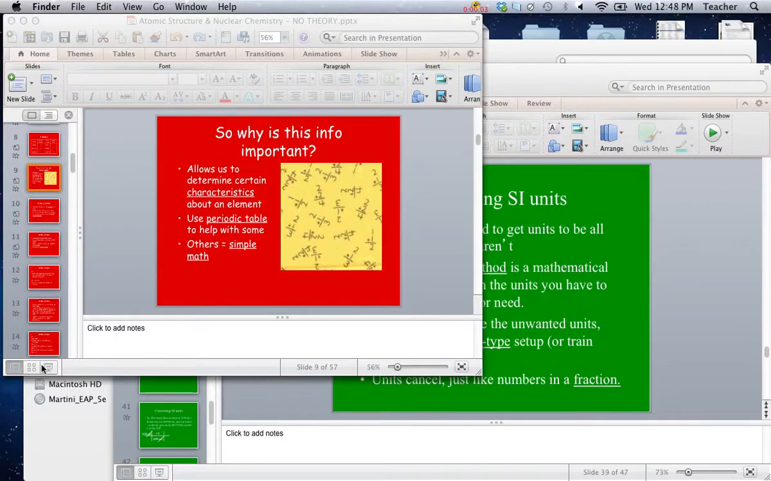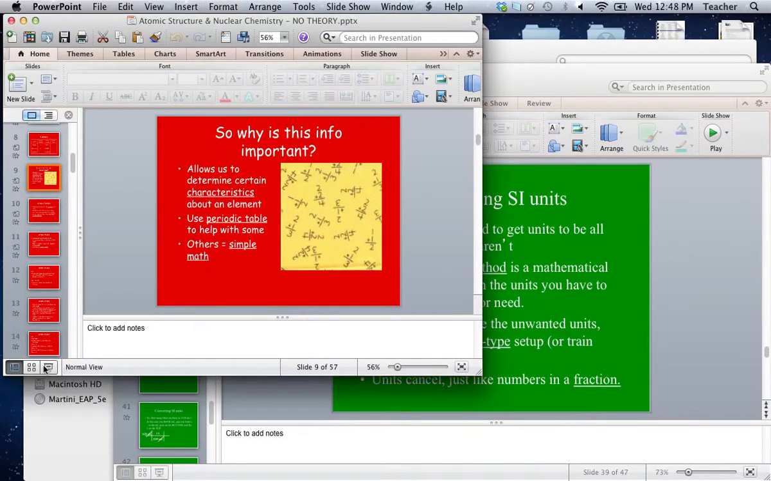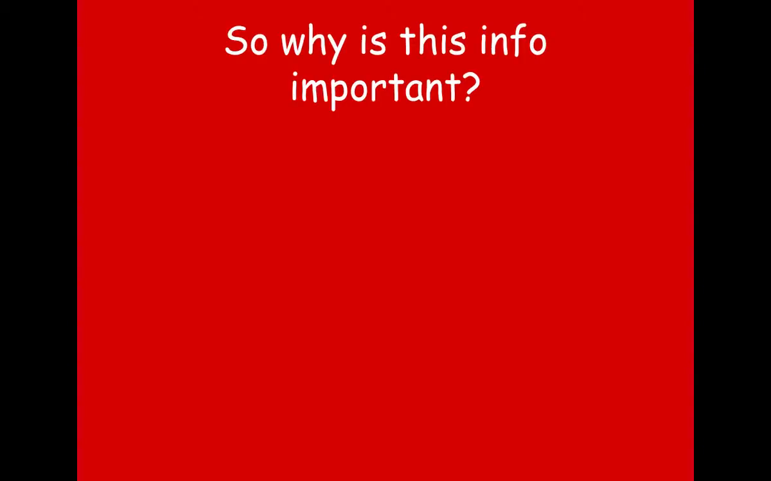In the second video in this unit, we are going to take a look at how we can actually utilize the information about our subatomic particles to characterize the atoms. So last time we did talk about those characteristics. So why is all of this information so important to us?